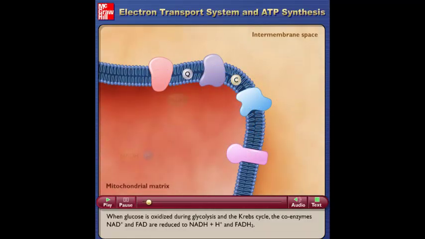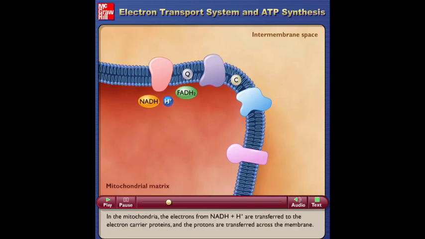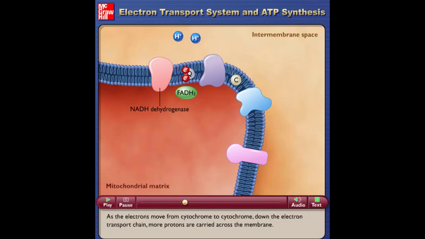When glucose is oxidized during glycolysis and the Krebs cycle, the coenzymes NAD+ and FAD are reduced to NADH plus H+ and FADH2. In the mitochondria, the electrons from NADH plus H+ are transferred to the electron carrier proteins, and the protons are transferred across the membrane. As the electrons move from cytochrome to cytochrome down the electron transport chain, more protons are carried across the membrane.